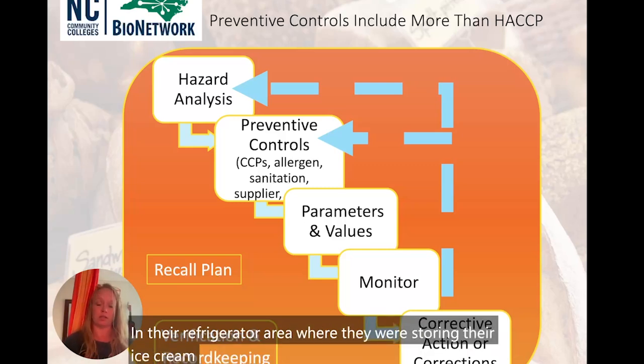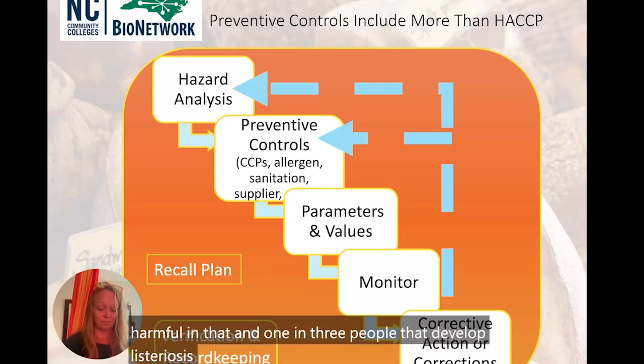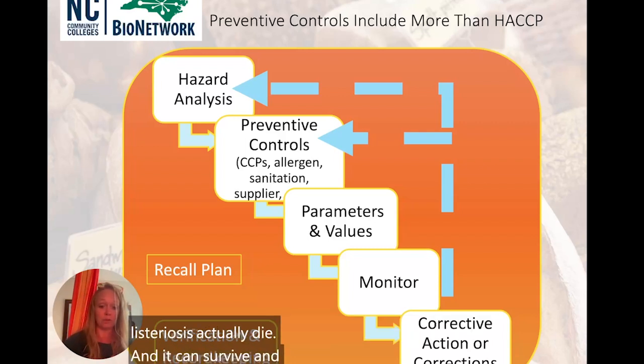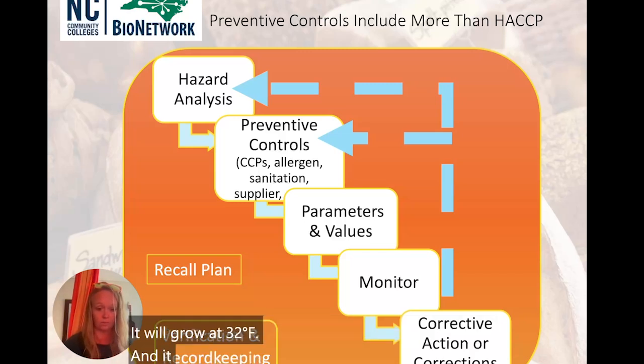Listeria monocytogenes is particularly harmful in that 1 in 3 people that develop listeriosis actually die. And it can survive and grow at freezing temperatures. It will grow at 32 degrees Fahrenheit. And it causes stillbirth in women.